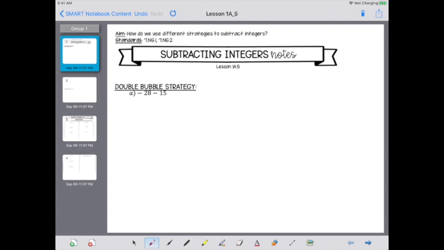Let's get to it. And welcome back. So we're doing lesson 5. Our aim for today is how do we use different strategies to subtract integers. The most important thing we need to remember when subtracting integers is that we want to use the operation of subtraction and use one of our strategies to always refer back to our adding integer rules. So that's something that's really important. You want to refer back to your adding integer rules.